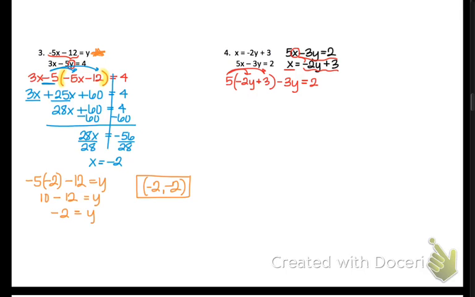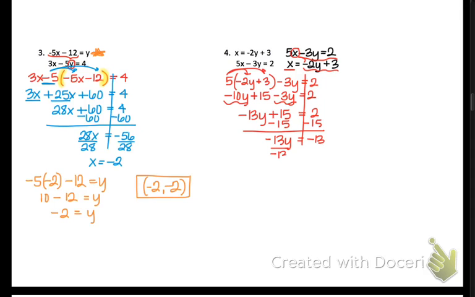Distribute our 5. Negative 10y plus 15 minus 3y equals 2. And then we look to see if we have any like terms, and we do right here and right here. So we get negative 13y plus 15 equals 2. Minus 15 on both sides. Negative 13y equals negative 13, and you can see that this is going to come out nicely. So y is equal to 1.